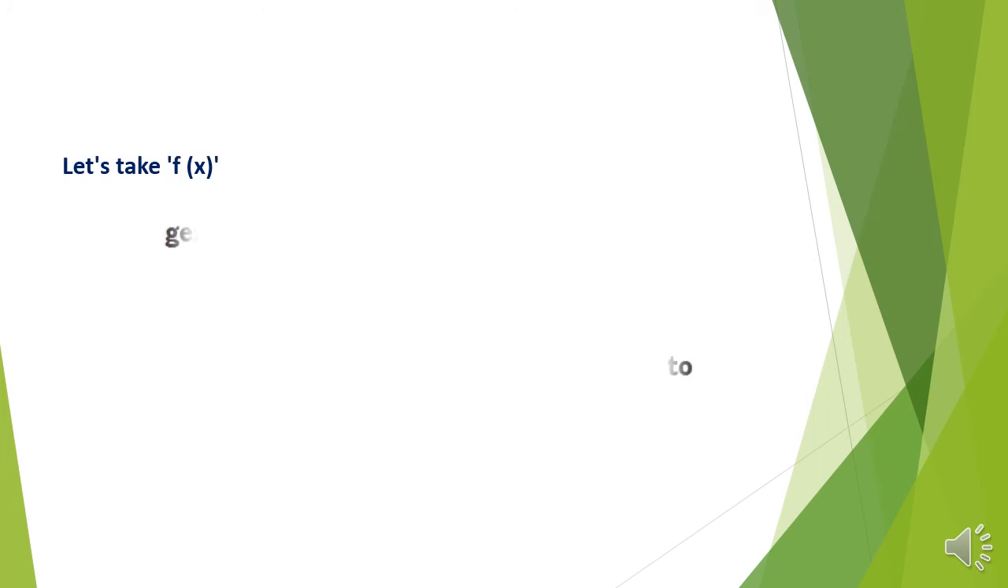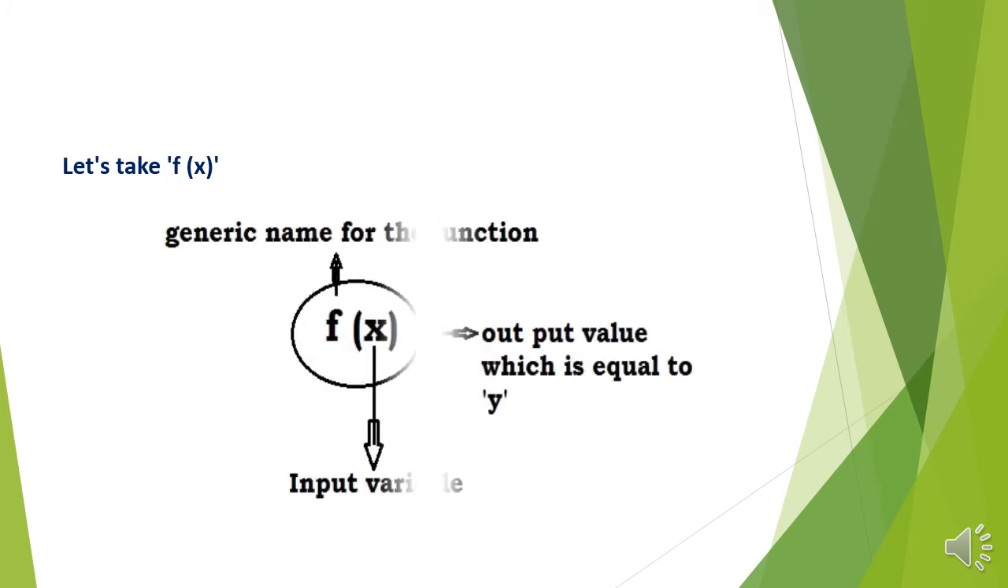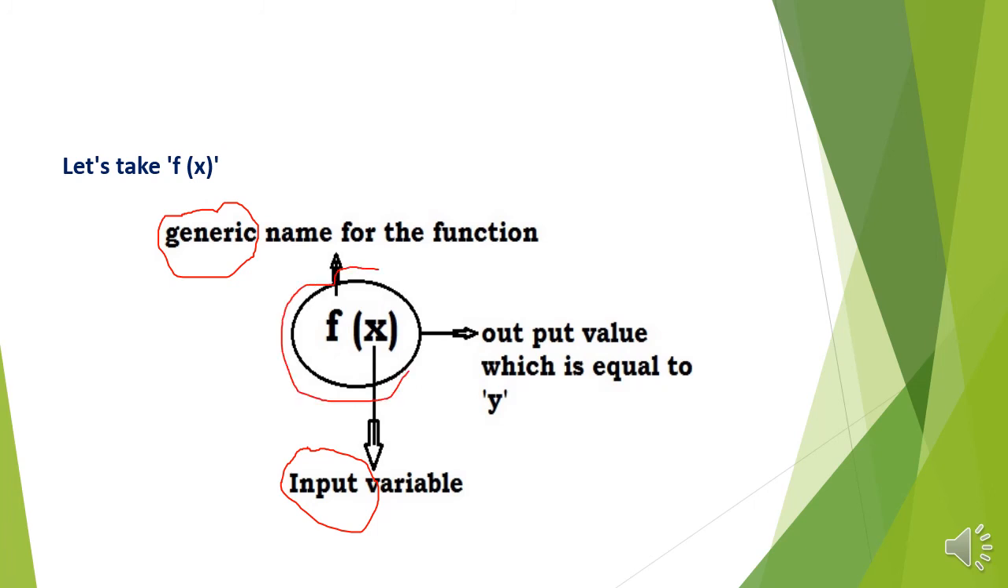Let's take f(x). F is a generic name. What is generic? What does it mean? I will tell you later. This word generic. It's a generic name of the function, and x is the input variable. Whatever is given to the function, it takes the position of x, and the entire f(x) is called y. Entire f(x) is called y. Like f(x) is always equal to y. Remember this thing.